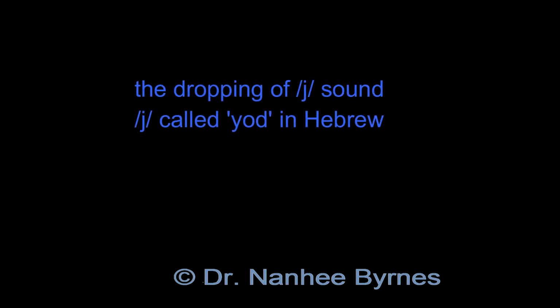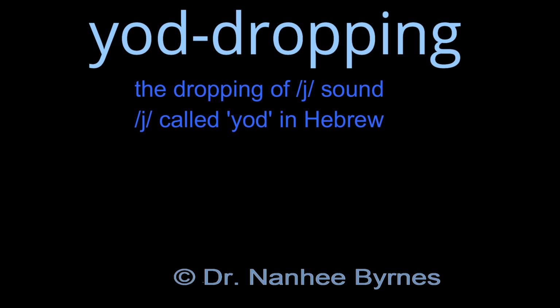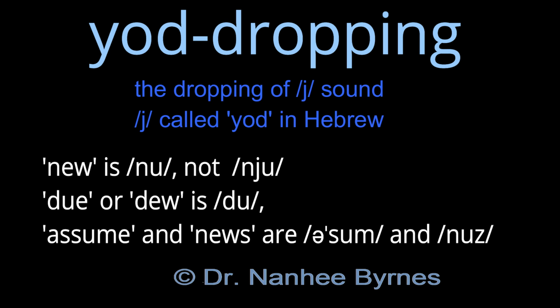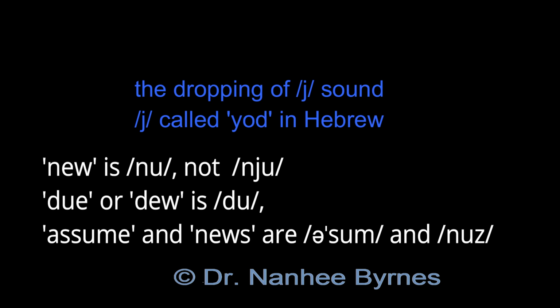Fifth, in American English, the dropping of the y sound is more common than in British English. This phenomenon is called yod-dropping, since the y sound is called yod in Hebrew. So in the standard American English, new is pronounced as noo, do or dew is doo, assume and news are pronounced assoom, nooz. In this episode, we learned some salient characteristics of American pronunciation.